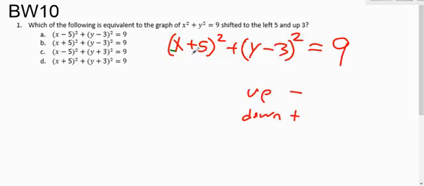And then for the x's, right is negative, left is positive. So positive 5, negative 3, that's B.